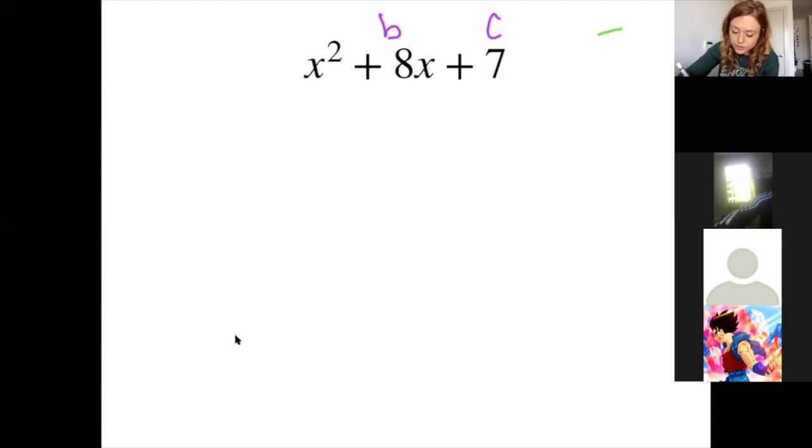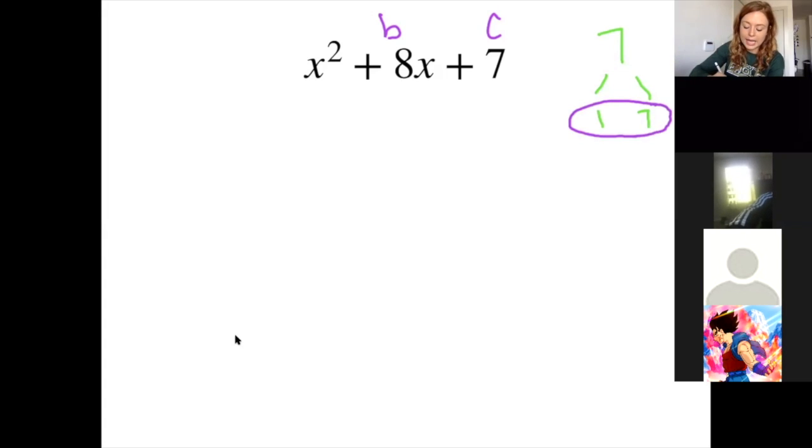All right, so let's try it. We need to find two numbers that multiply to be 7. Okay, so we have 1 and 7. 2 doesn't go evenly, 3 doesn't go evenly, 4 doesn't go evenly. That's it. 7 is a prime number, so those are the only two factors of 7. So those two numbers multiply to be 7. Then we want to decide, do they add to be 8? Well, 1 plus 7 is 8. So those would be my factors: two numbers that multiply to be 7 but add to be 8.